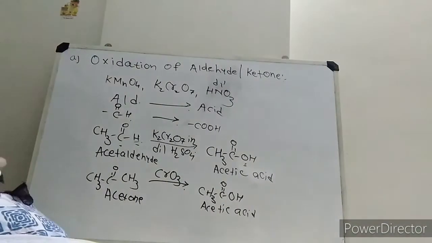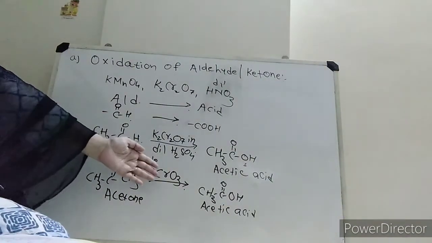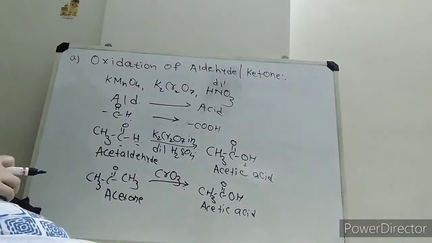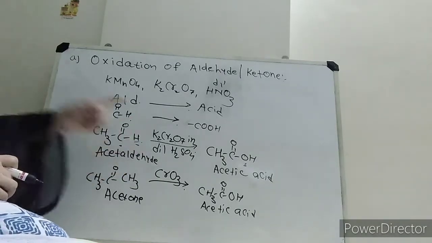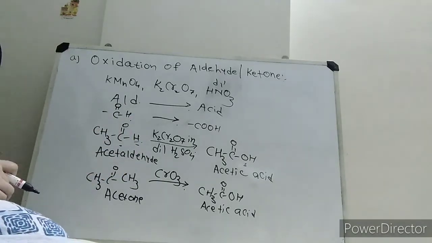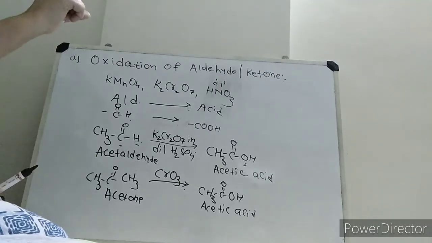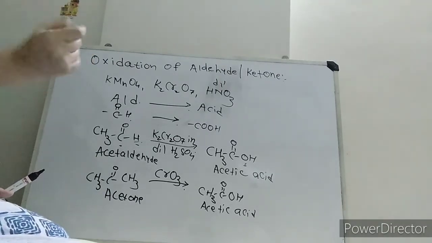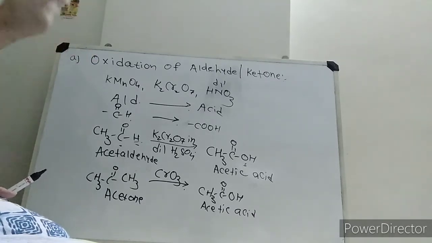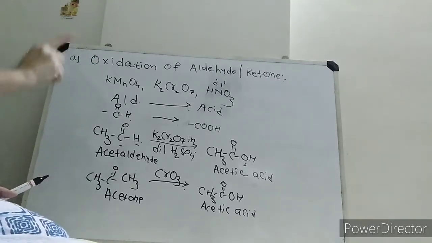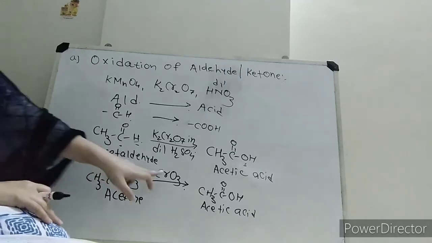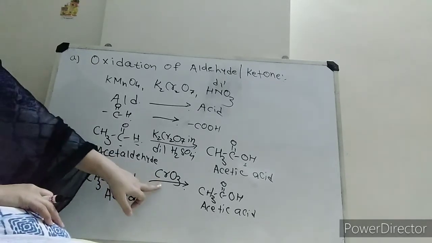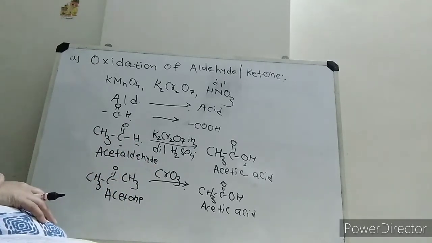So you have to remember this. We are getting two molecules of acetic acid. So we have to balance this reaction. They can ask what we get after the oxidation of acetone in presence of CrO3. Then we get acetic acid by the oxidation of acetone in presence of CrO3.